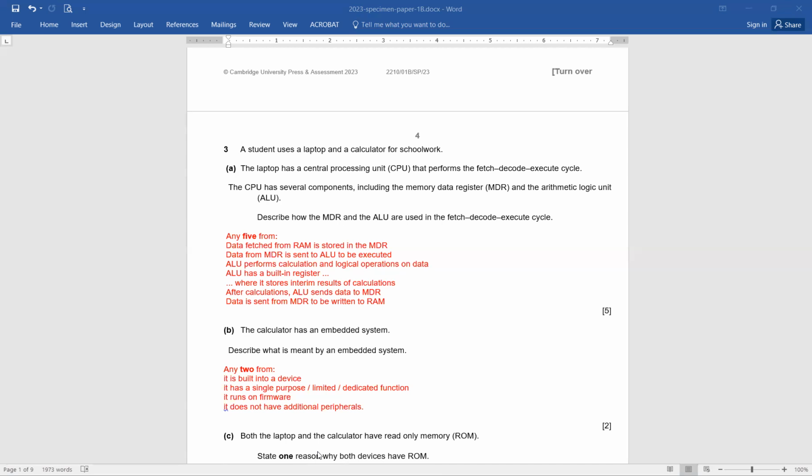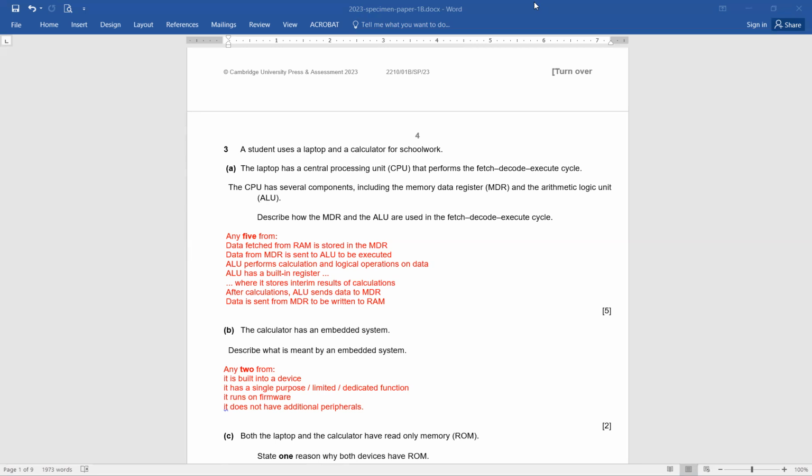As you know very well, it's ALU, that is arithmetic logic unit, and that is what will perform arithmetic and logical operations. ALU has a built-in register, and if you remember the name of that register, do you remember? Yes, that's great, it's accumulator, where it stores interim results of calculations. After calculations are performed, ALU sends the data to MDR, and data is sent from MDR to be written back to RAM. So in this manner, if you have written these 5 points, you'll be able to score very easily 5 out of 5. Isn't it easy?